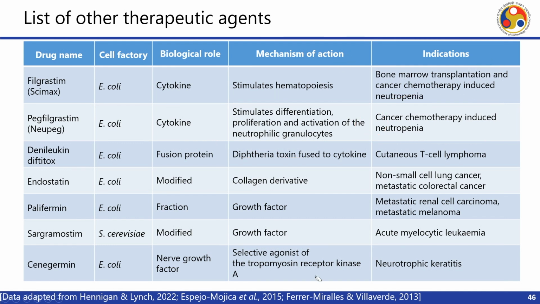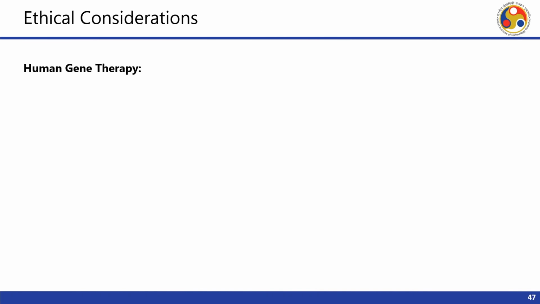Then we have denileukin diftitox, which is a fusion protein. This is diphtheria toxin fused to a cytokine. The indication is cutaneous T cell lymphoma. So, kindly go across this table which has several other drugs like endostatin, denileukin diftitox we have already discussed, then palifermin and so on.